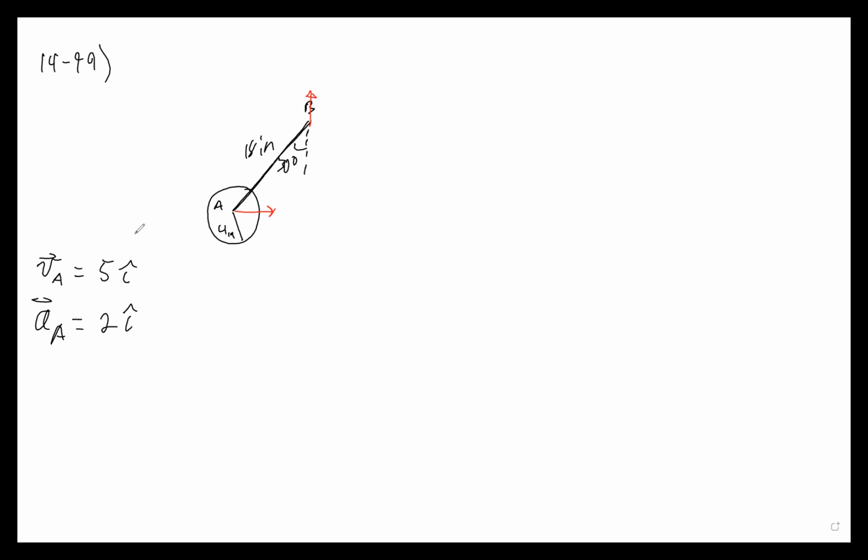Okay, and then let's keep track of what they want us to find. So they want us to find alpha of A, and then they also want us to find the linear acceleration of B.